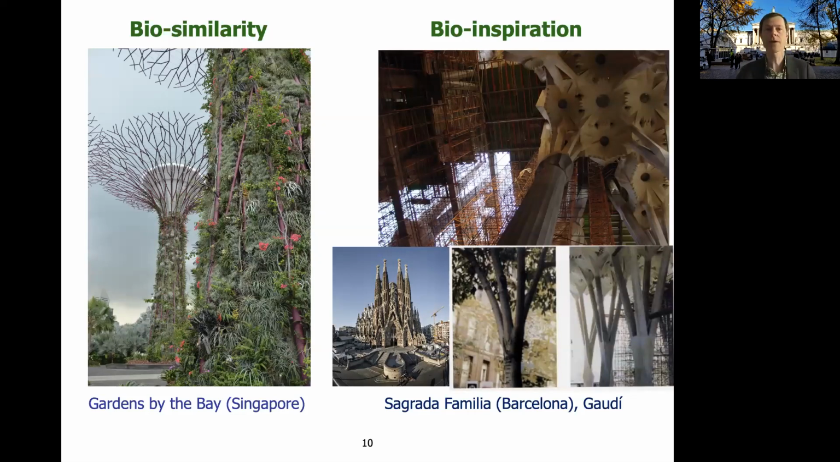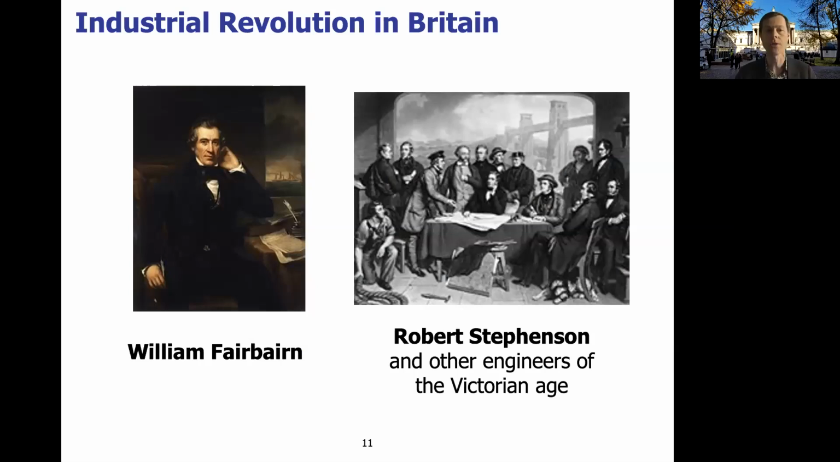Right? Let's give another example here from the Industrial Revolution in Britain. These are two of the famous engineers of that time, William Fairbairn and Robert Stephenson. And in the image on the right, which is in the Institute of Civil Engineers, you see a famous bridge in the back, this bridge over the Menai Strait. So this is from the Victorian age, 150 years ago.